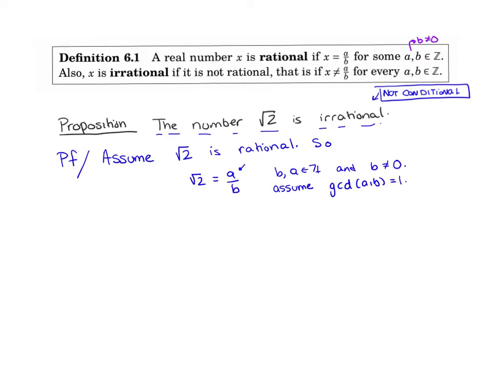If it wasn't 1, you could just divide both of them by their GCD. So if not, we just divide by the GCD, so we reduce that fraction to lowest terms. Okay, so if the square root of 2 can be written as a rational number, then it can be written as a fraction in lowest terms.